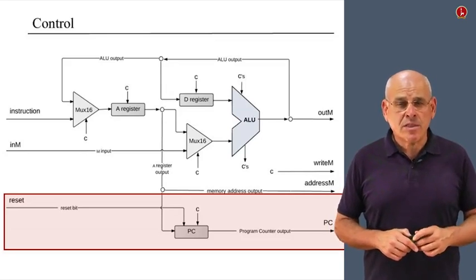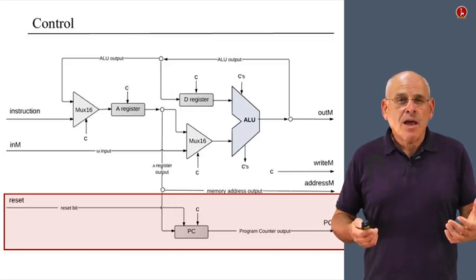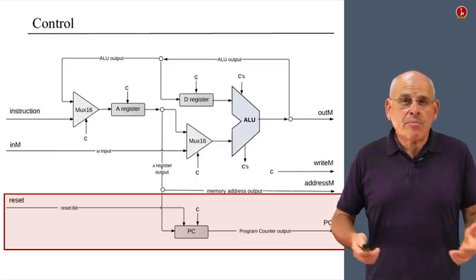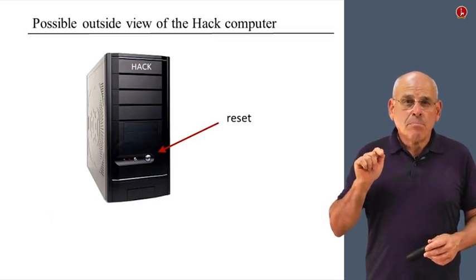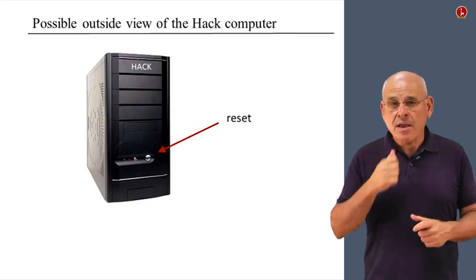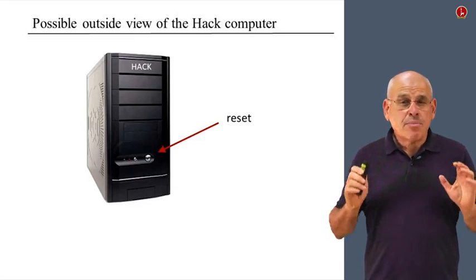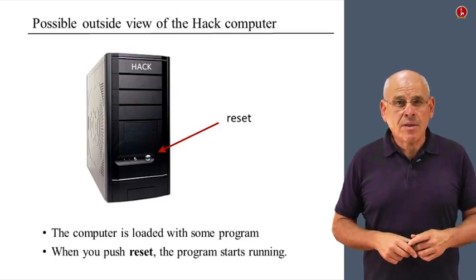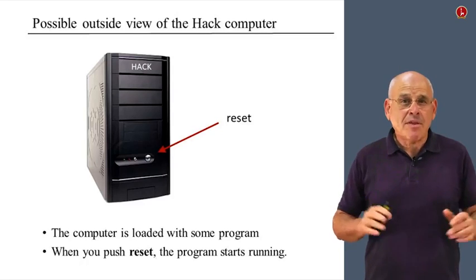So let us say a few words about this reset bit, and in order to do it, we have to try to envision how the Hack computer will look like if we actually set out to build it. Well, it will be a black box, and as you see, this black box is equipped with a single push-down button, and this push-down button is called reset in our jargon. And the idea is the following. This black box, the Hack computer, is already loaded with some program written in the Hack machine language. And up until now, it does nothing. The program is inside, but nothing is happening.